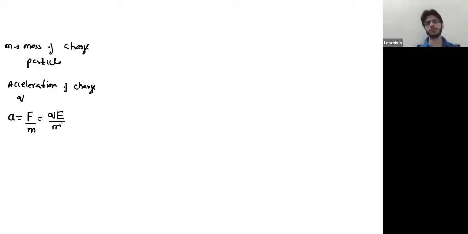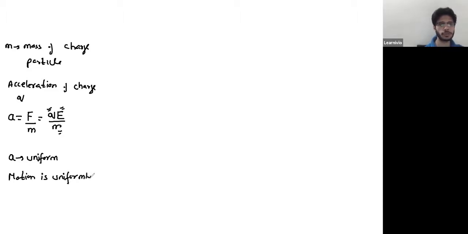The magnitude remains the same whether the charged particle is positive or negative, but the direction depends upon the nature of the charge. If you have a negative charge, the direction is just reversed. Here, q is constant, E is uniform, so its value will not change, and mass will not change. So you can say that this acceleration is uniform, and the motion is uniformly accelerated.